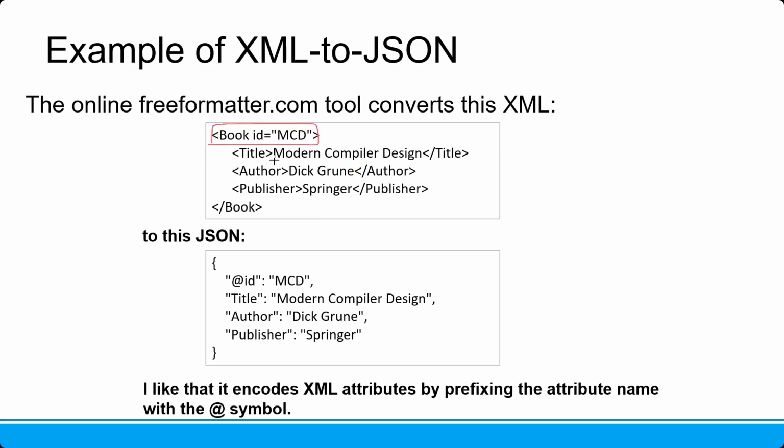MCD. It is not McDonald. It is MCD, Modern Compiler Design. But the author is this guy and the publisher this. And if you want to change into JSON, then we have the ID is MCD, the title is Modern Compiler Design, and the author is this guy, and the publisher is Springer. So you can easily convert the format either from XML to JSON or JSON to XML. Maybe you can try.